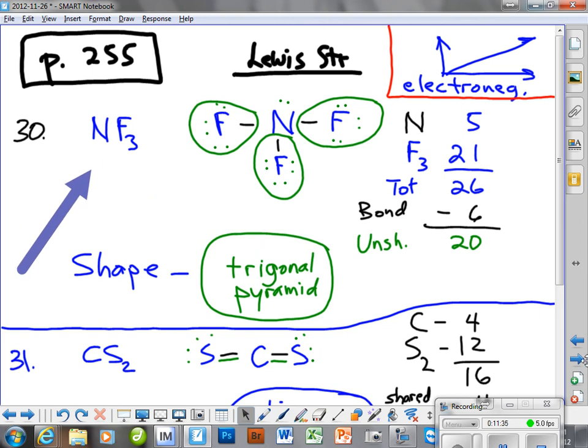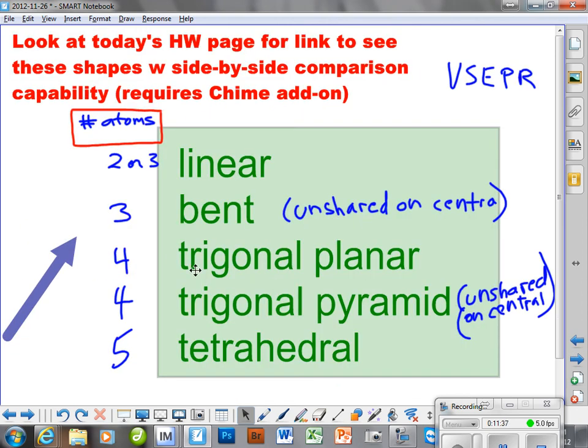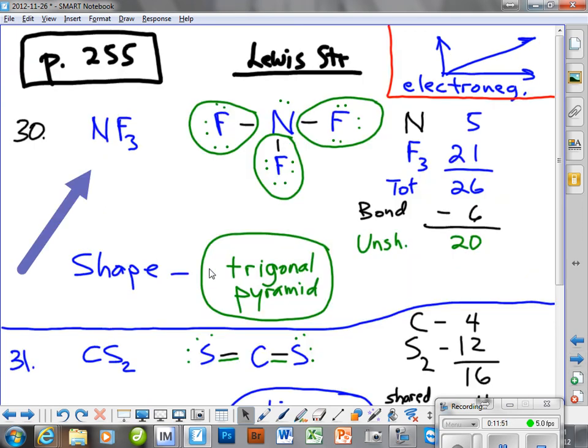But the shape is affected by the unshared pairs, which is why I had everybody write this in and this in. So instead of a trigonal plane, we have a trigonal pyramid, and that's because of the unshared pairs. And that's how we get our shape.